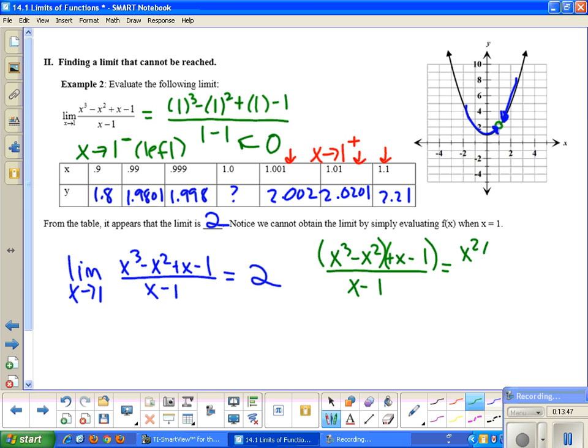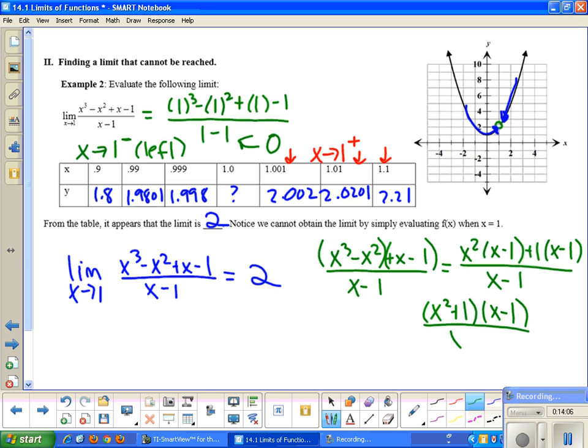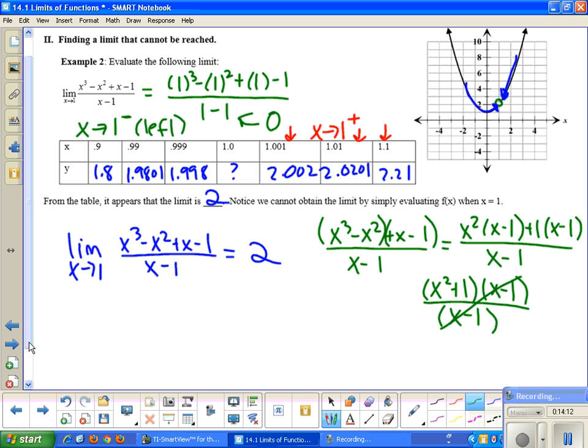So when I do that, I get x squared times x minus 1 plus, and I'm not going to factor anything else from the second one, because that gives me x minus 1. And when I do that, x squared plus 1 gets a set of parentheses times x minus 1, because we factor out the x squared and the 1, over x minus 1. And notice that these cancel out. So when we simplify this, x squared plus 1 would be the simplified version.